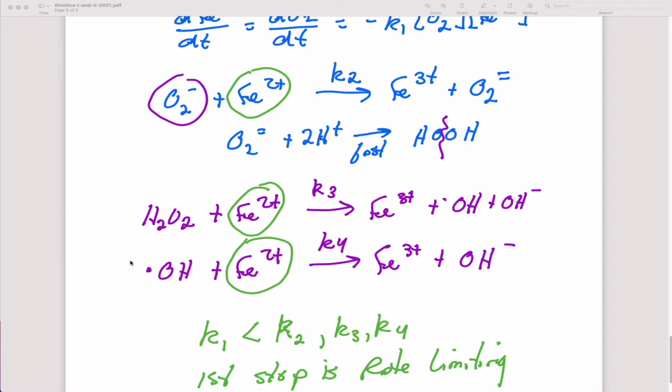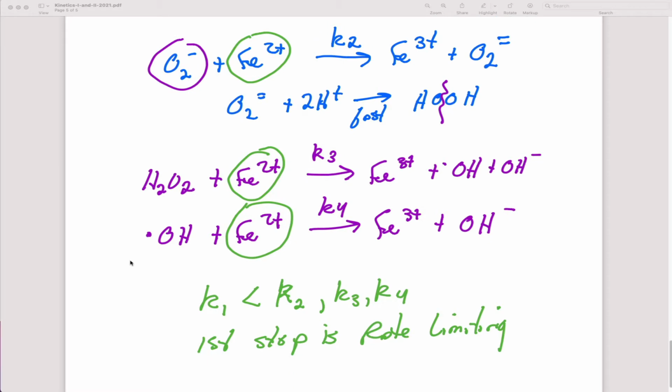The last thing I want to say while I have this slide up is to recognize that the observed kinetics of iron oxidation rely on K1, the first rate, being slower than K2, K3, or K4. In other words, we say that the first step is rate limiting.